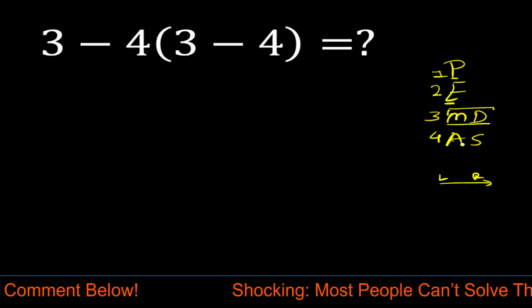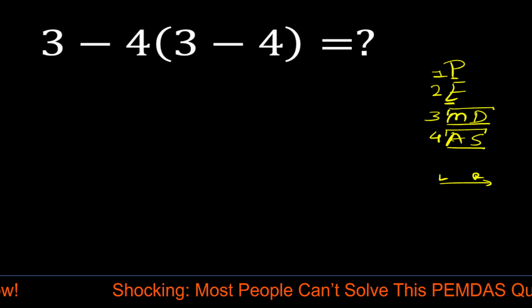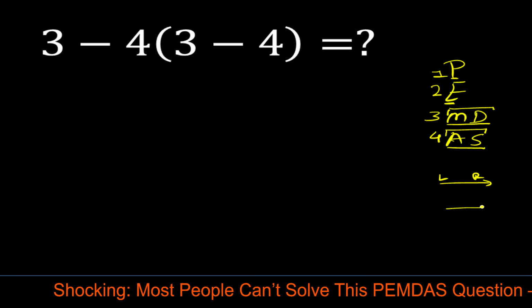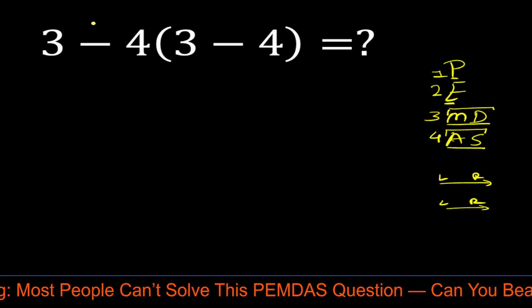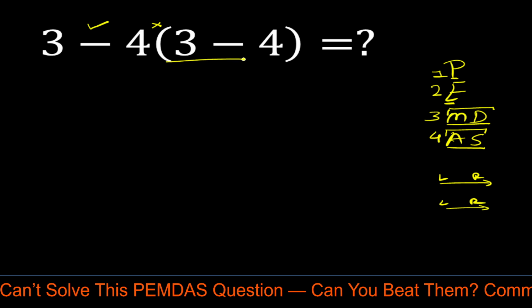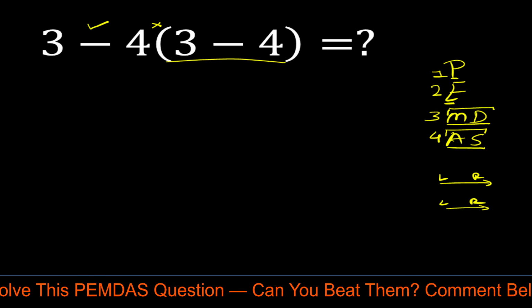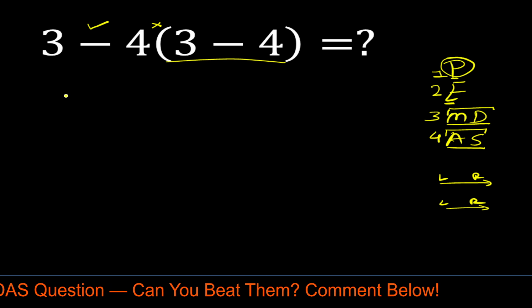Then fourth and last priority is addition and subtraction. Also addition and subtraction both have equal priority, so we have to solve it from left to right. So in this question, here we have one subtraction, here multiplication, and here we have one parenthesis. So according to the PEMDAS rule, first we have to solve the parenthesis, right?